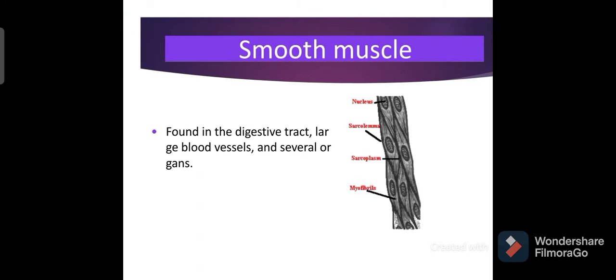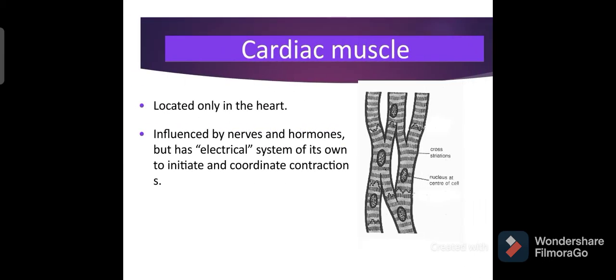Smooth muscle. Smooth muscle is found in the digestive tract, large blood vessels, and several organs. It has contractile fibers but lacks the orderly striations of skeletal muscles. Cardiac muscle. Cardiac muscle is located only in the heart, influenced by nerves and hormones, but has an electrical system of its own to initiate and coordinate contraction.